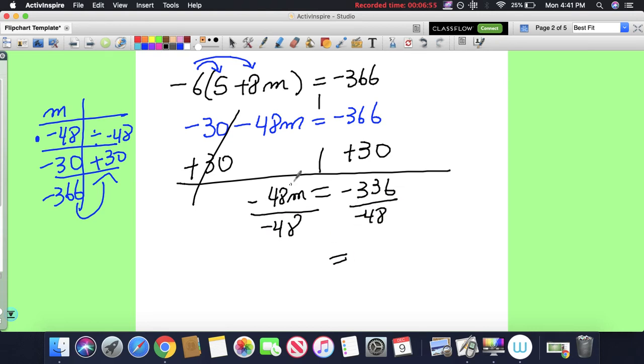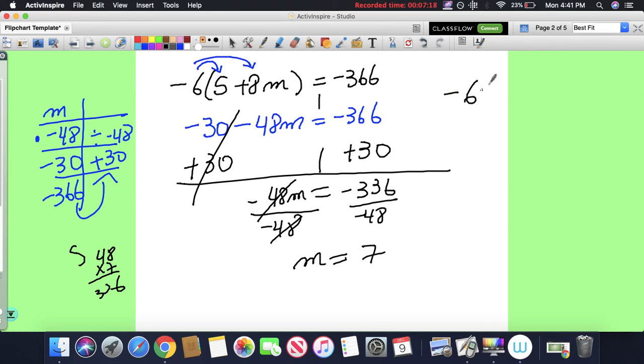Negative 48 divided by negative 48 will become 1. 1 times m is m. On this side, the only number that times 8 gives you a 6 here is going to be a 7. So 48 times 7, right, 6, 5, yep, 336. So the answer to that is 7. So m equals 7.